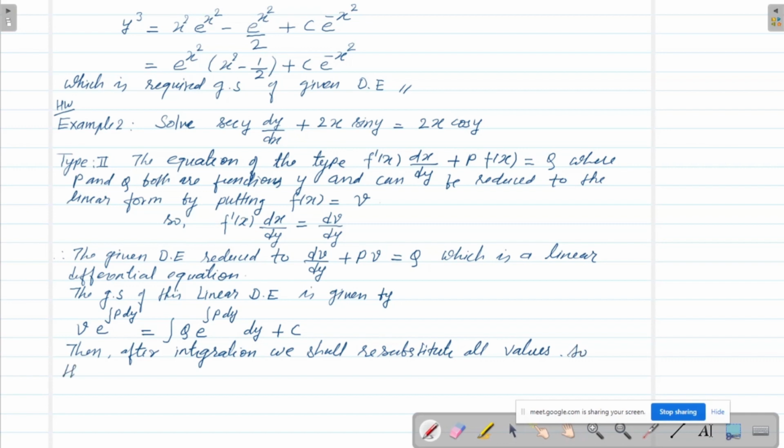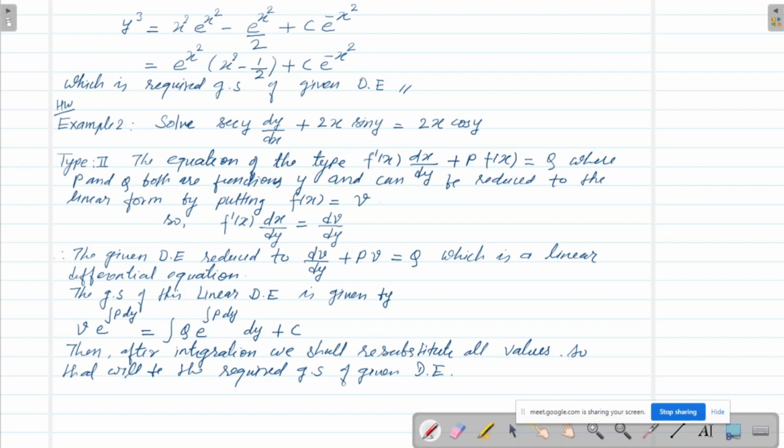So that will be the required general solution of the given differential equation. This is the procedure for how to solve. What does type 2 say? If the given differential equation is of the form f'(x) dx/dy + p f(x) = Q, where p and Q both are functions of y, then this differential equation is reduced to the linear form by putting f(x) = v.